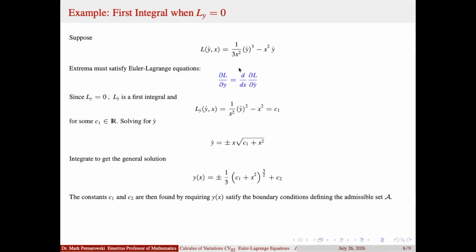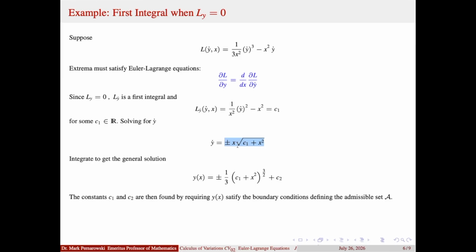So let's recap. If this is the Lagrangian, then the extrema must satisfy this differential equation for some arbitrary constant C1. So I look at that and I think, I can probably solve that differential equation. In fact, I can just solve for what y dot is. Y dot is equal to plus or minus this. So you just bring an x squared over here, bring this over there, take square roots, and this is what you end up with.